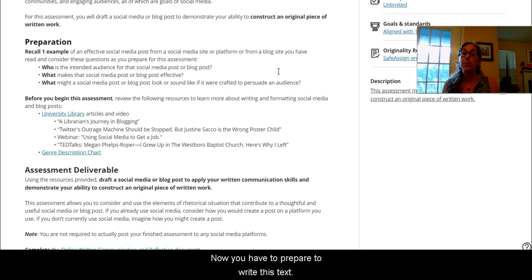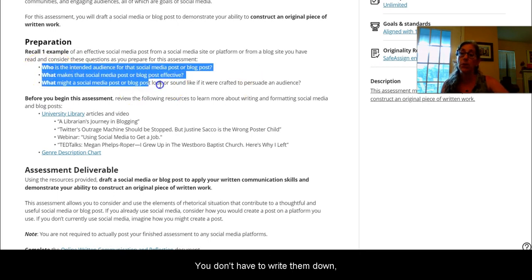Now you have to prepare to write this text, and that is addressing the rhetorical situation. So this is the pre-writing stage. So you're going to be thinking about the discussion from this week in which we talked about social media, the purposes for different types of writing on social media, targeting specific audiences, right? And what makes a social media post most effective.